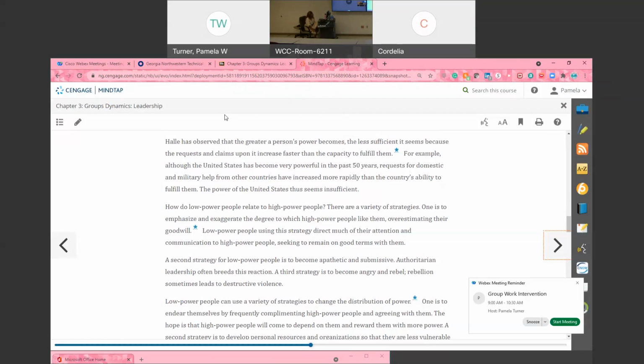The second strategy is for them to become apathetic and submissive. Like, okay, whatever you say, I'll do. The third is to become angry, resentful, and rebel. So the lower-power people have three things they can do. They can become apathetic, which means it doesn't matter anymore, submissive. They can fight, or the first choice, of course, was to pretend to be on their side.